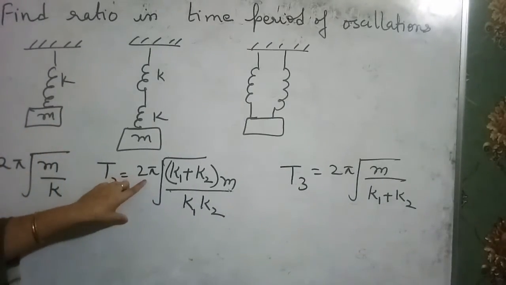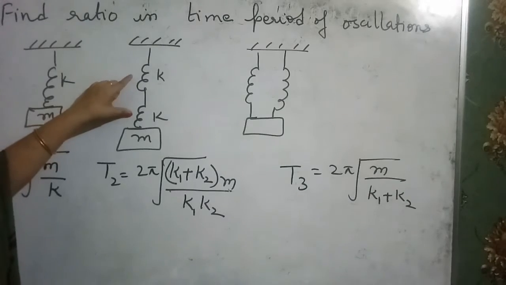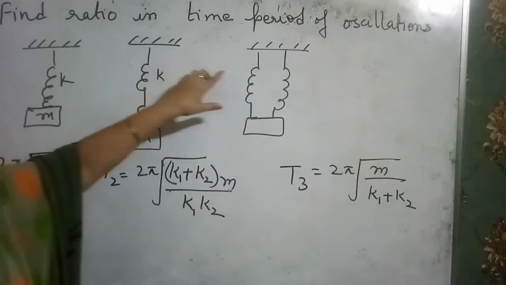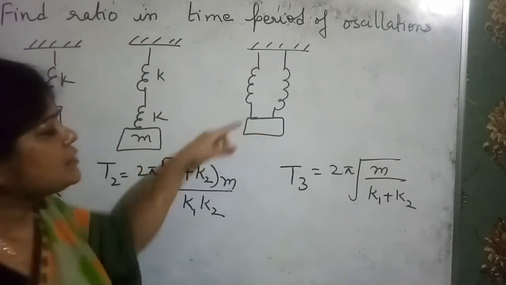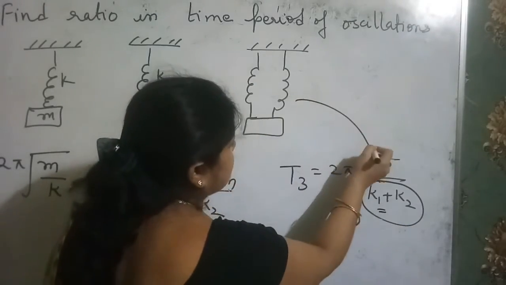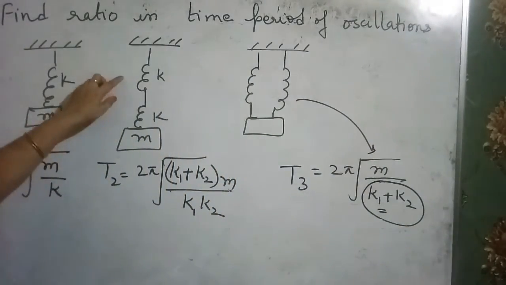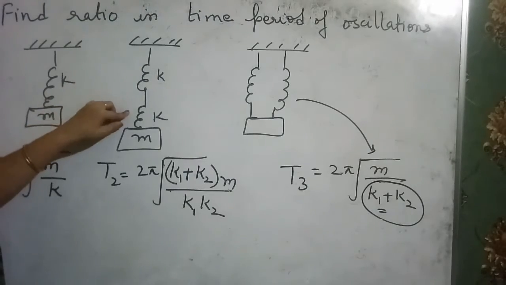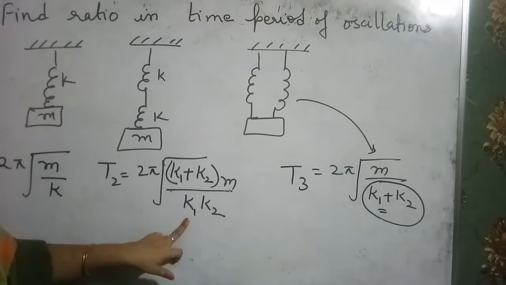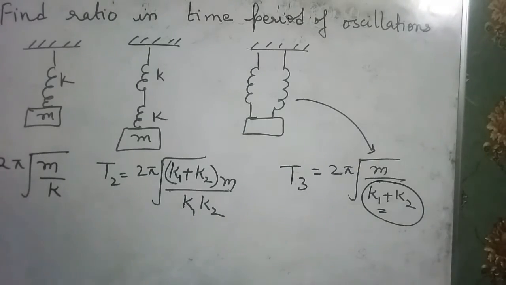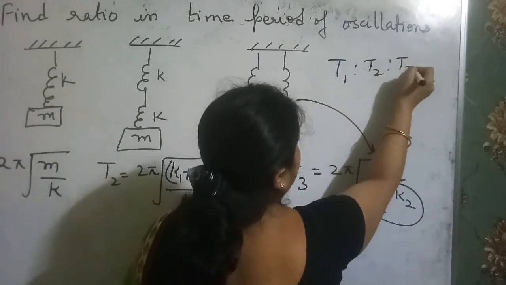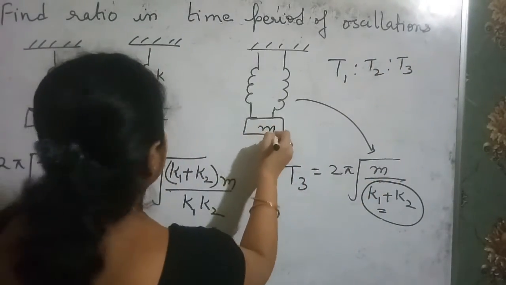So you can just learn that in this case you have two springs attached to the same support, so addition is in the denominator for this case. Clear? Now here they are attached with each other, so addition is in the numerator and these two spring constants are multiplied in the denominator. Now we have to find the ratio T1 is to T2 is to T3.